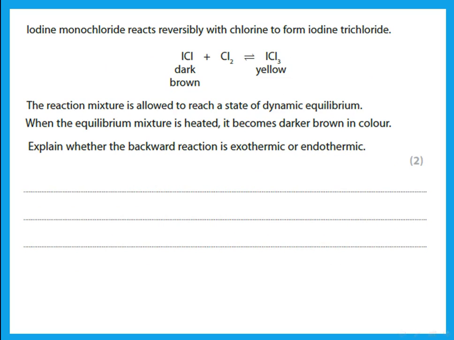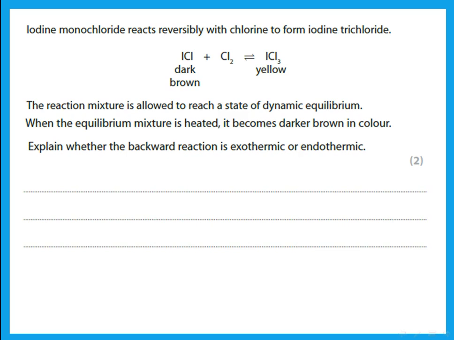Another question, he has ICl plus Cl2 to give ICl3. The ICl is dark brown and the ICl3 is yellow. The reaction mixture is allowed to reach a state of dynamic equilibrium. When the equilibrium mixture is heated, it becomes darker brown. So looking at that equation, when I heated it, did it go forward or did it go backward? He's telling me it became darker brown. That means it went backward or it shifted to the left.